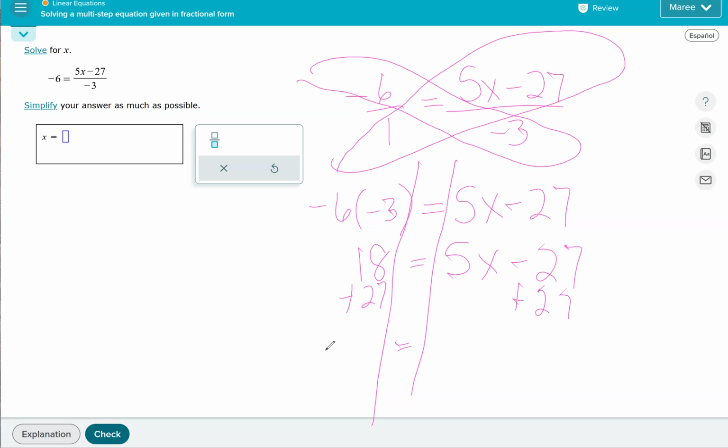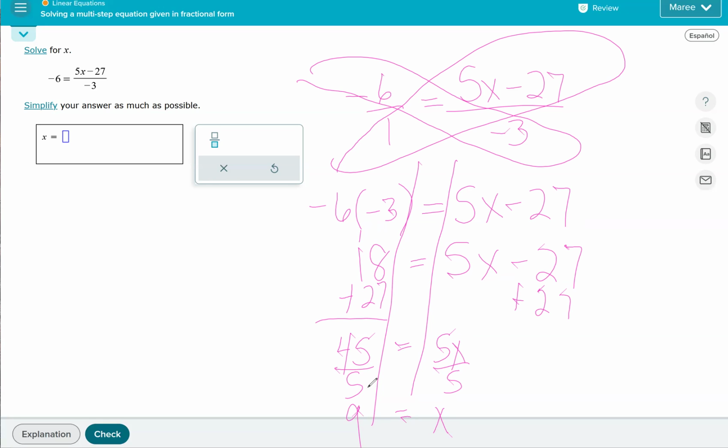So 18 plus 27 is, let's see, 8 plus 7 is 15. Carry the 1, 2, 4, 45. And this is just going to be 5x because we got rid of that 27. Then because we want 1x, we're going to divide both sides by 5. That will give us 1x equals 45 divided by 5 is 9.